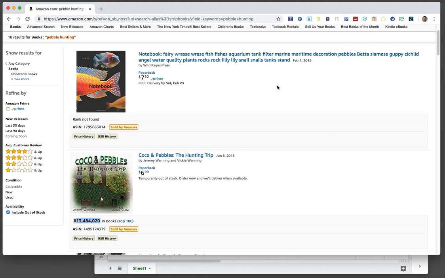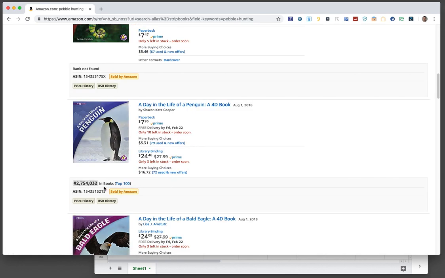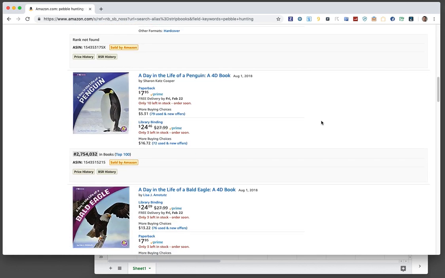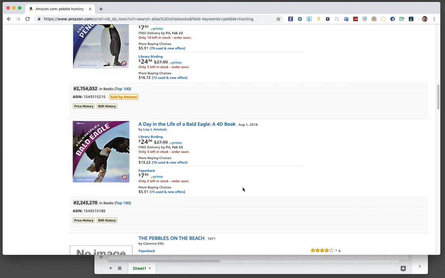So we can find some books that are extremely high rank. This one doesn't have a rank. This one is 13 million. That one doesn't have a rank, not found. Here's one that's a little bit higher. What you want to do is you don't want to find books that are ranked extremely well. If they're under 100,000, they're selling quite often. That doesn't give us a lot of data that we're looking for. So we're going to look for some books like this that are a little bit higher in rank, and we're going to go look at it.